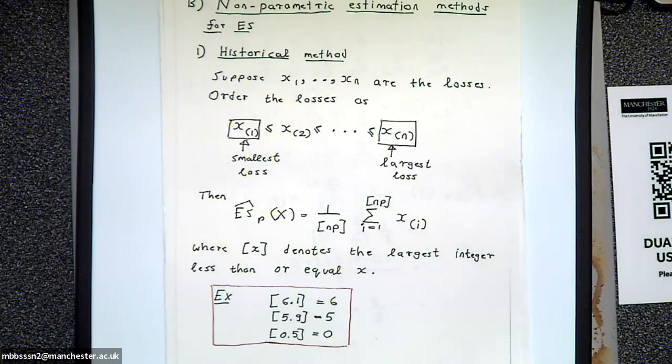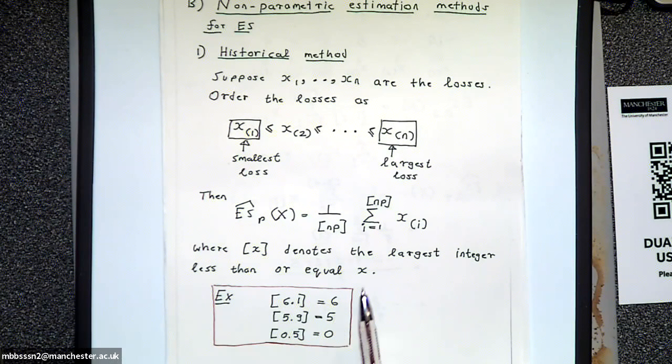Okay. All right, so this notation denotes the largest integer less than or equal to x. For example, the floor of 6.1 is 6, the floor of 5.9 is 5, the floor of 0.5 is 0. So this is the formula you need to use in order to estimate expected shortfall by the historical method.